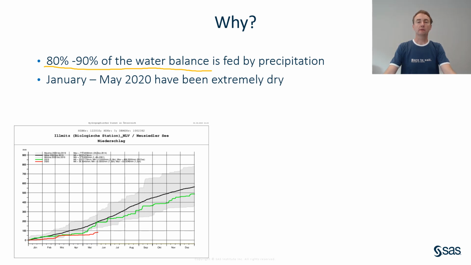And the first 5 months of the year 2020 have been extremely dry. So you see here from the graph published by Hydrologie Burgenland on their website that there has not been a large amount of rain within the last 5 months, and this is quite below the long-term average or last year's amount.